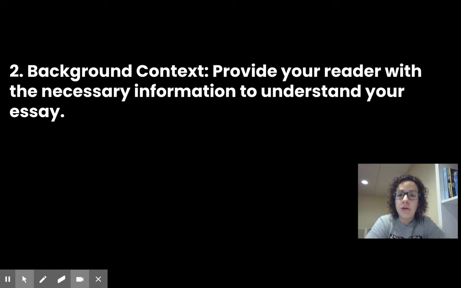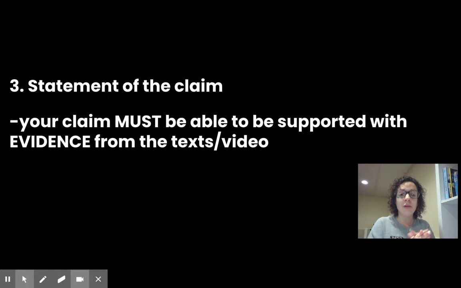And you're just giving like a little sneak peek. Think of it as a preview in a movie, right? They don't tell you everything in the preview. You're just getting enough information to make you want to continue and watch the movie, or in our case, write and read our essay. So let's go ahead and move along.